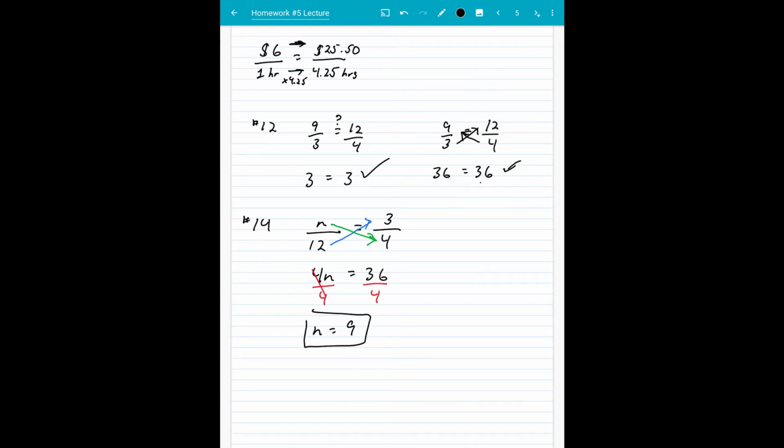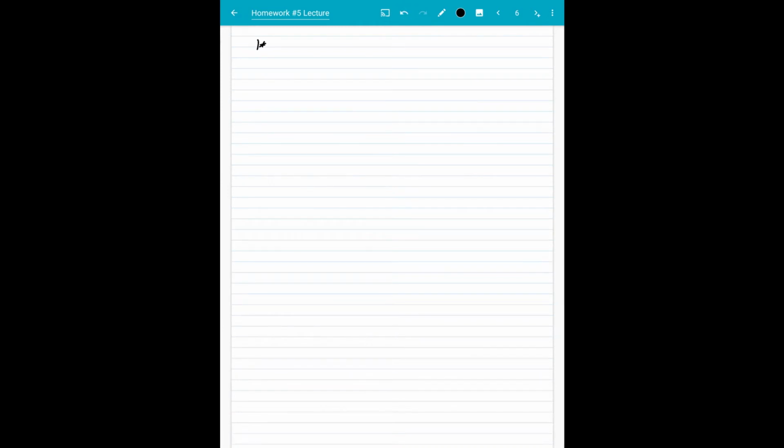So cross multiplication is what got us this answer quickly. Again, you might have been able to see that one right away though. The 12 and the 4 are kind of related. 4 times 3 makes 12, so 3 times 3 would have made 9. That would have given you your answer. But let's look at number 16, for instance.